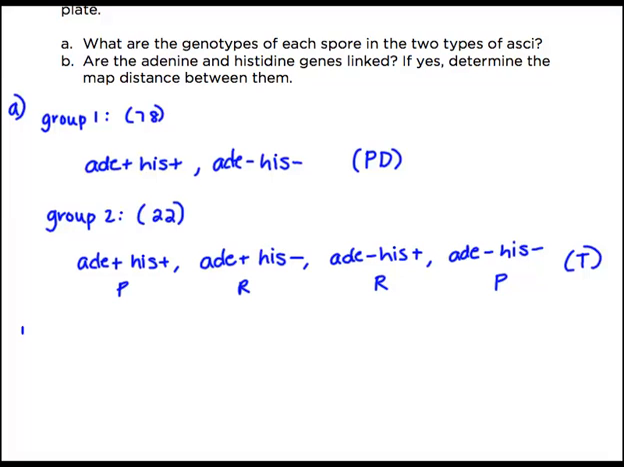For B, it says, are the adenine and histidine genes linked? If yes, determine the map distance between them. Well, as you can see, there were 78 parental ditypes and 22 tetratypes, but 0 non-parental ditypes. So 78 is obviously much greater than 0. And that indicates that these genes are in fact linked. Now, how do you calculate the map distance between them?